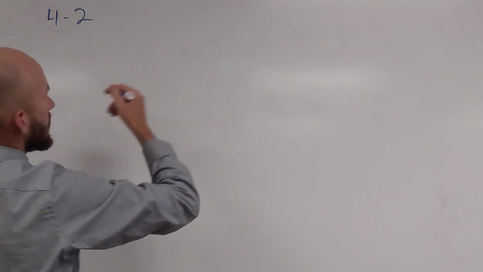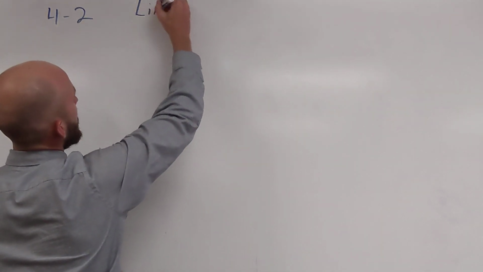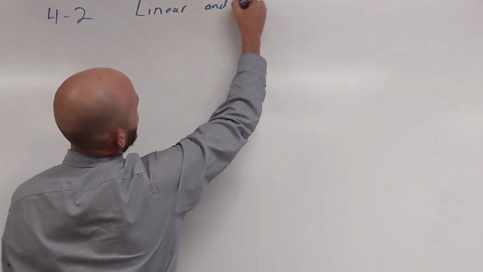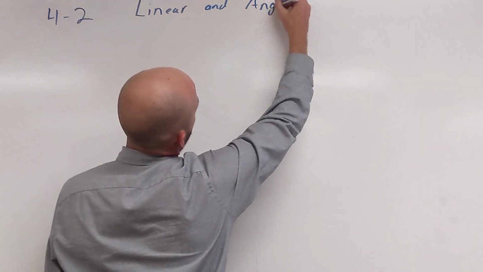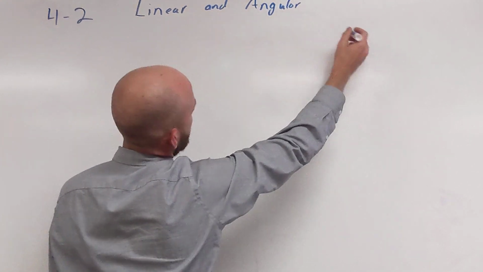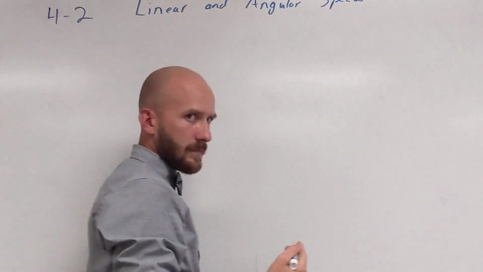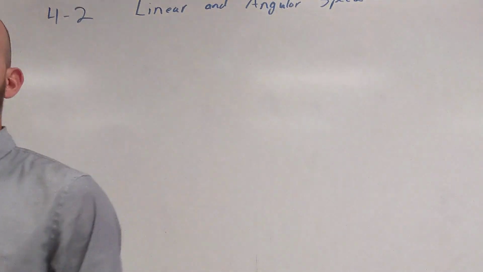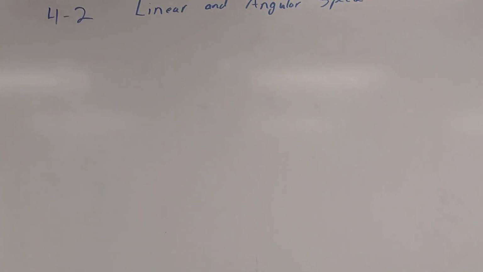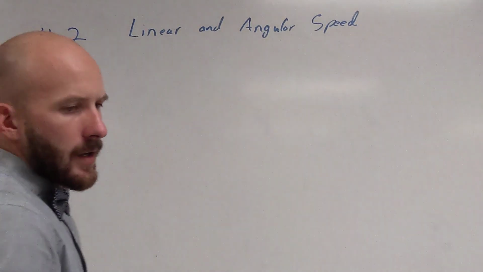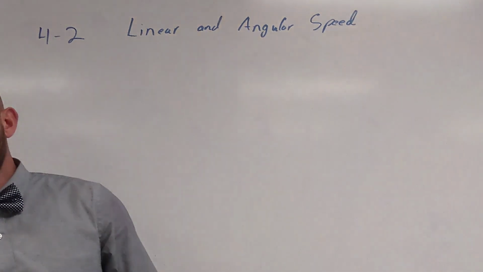This is still for chapter 4, section 2. And today we're going to be talking about linear and angular speed. So, obviously, that means there is a difference between the two. Okay, so we're talking about linear and angular speed.